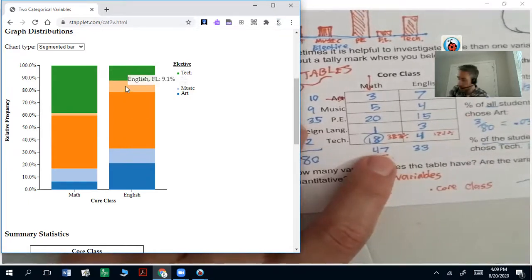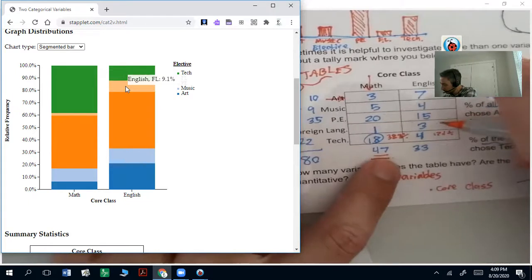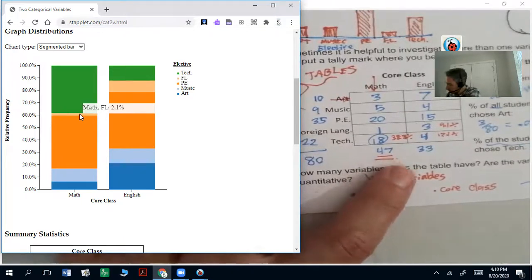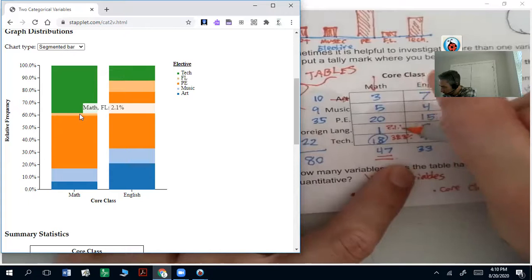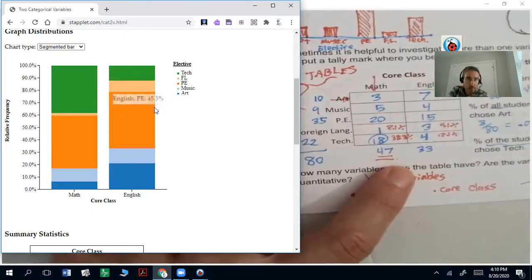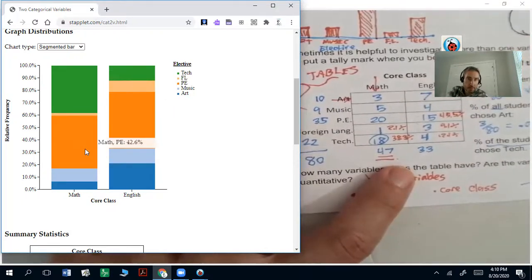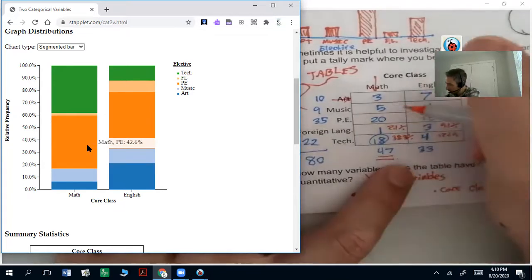Foreign language for English, 9.1. Foreign language for math, 2.1%. PE for English, 45.5%. Again, a lot of people like PE. PE for math, pretty similar number, 42.6%.